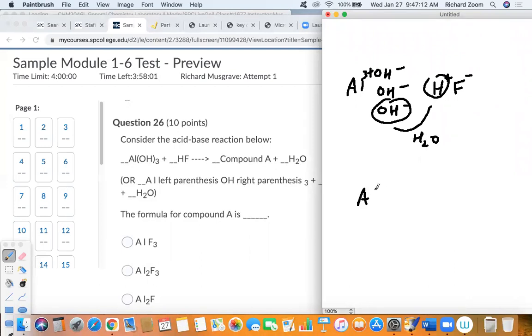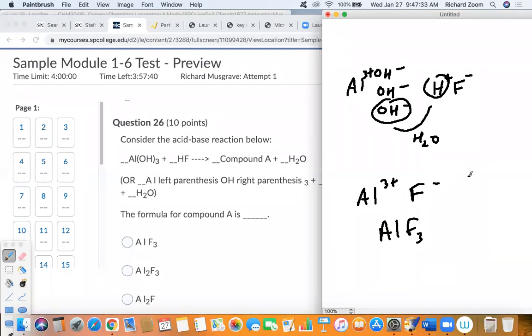The OH minus and the H plus are forming water. And that leaves me with the compound A, which is going to be the combination of Al's 3 plus and F minus, which would have to be AlF3. And that's all I'm looking for. That's it. That's the answer. Does anybody have any questions?